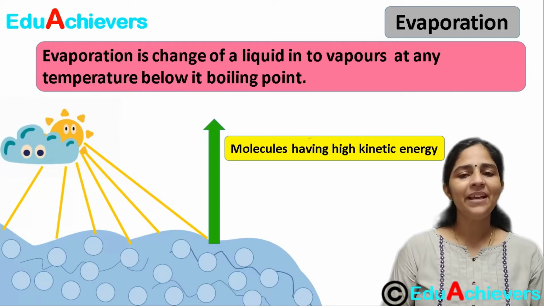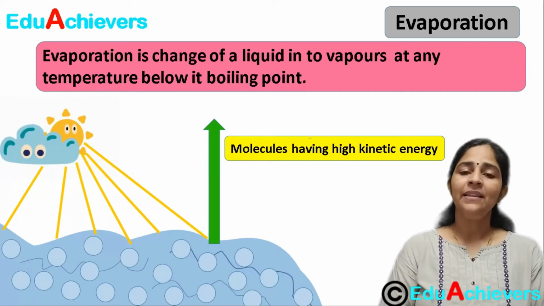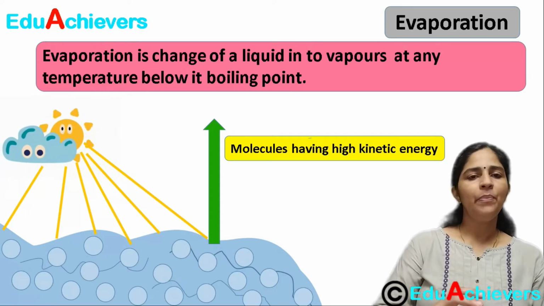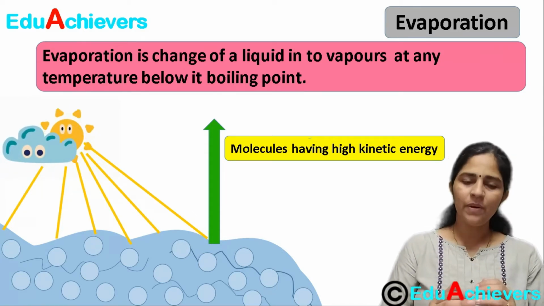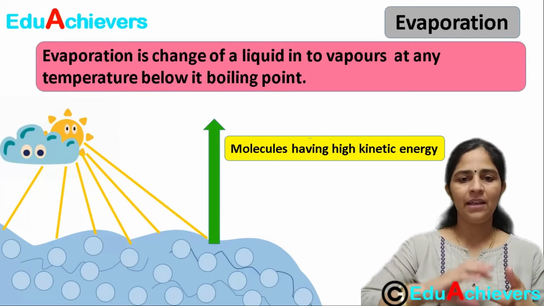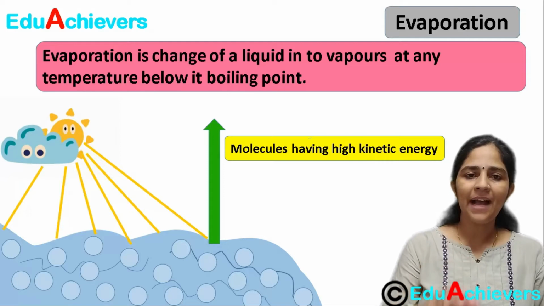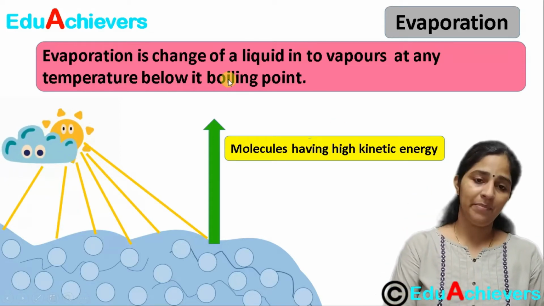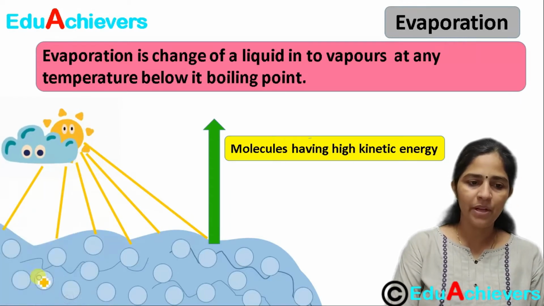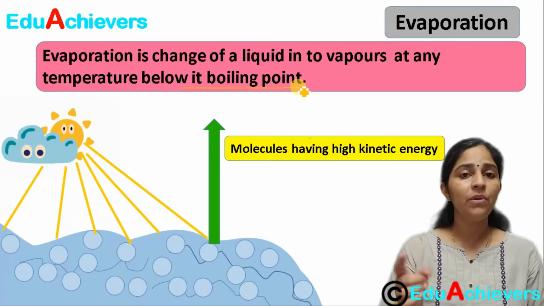Moving on further, when we talk about evaporation, we have discussed in the previous videos that whenever we think about change of state of matter, evaporation is the phenomenon where the liquid is changing into vapors. But there's one difference from boiling, where again the liquid is changing into vapors: evaporation takes place at a temperature which is below the boiling point. Fine. So whenever we talk about evaporation, we have to take care that evaporation always takes place at a temperature below the boiling point.